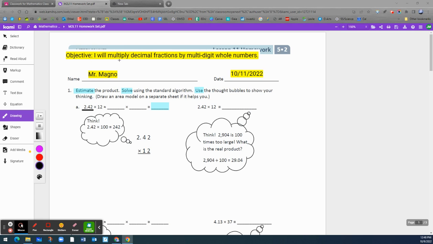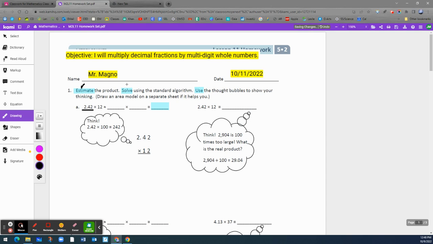In this lesson, you will multiply decimal fractions by multi-digit whole numbers. Please remember to write your name, write the date, and also highlight the commands given to us.